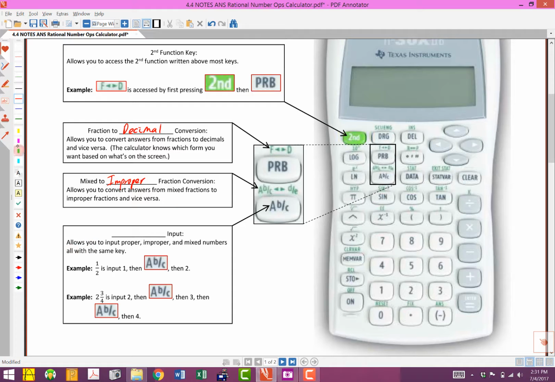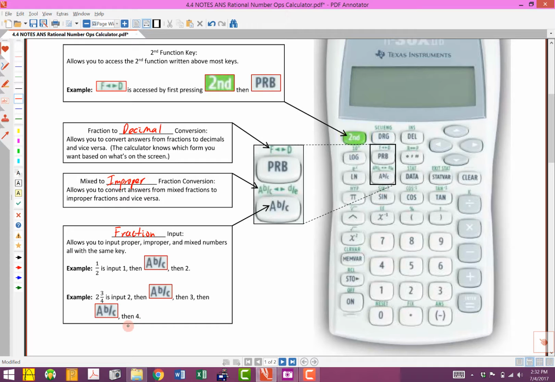Okay. Now, one of the most important buttons that we're going to use is this one right here, and that is the fraction input button. So it allows you to put in mixed numbers, proper fractions, improper fractions, all with the same key. So if you were going to put in 1/2, you'd put in a 1, then you'd hit that ABC button. I call it the fraction input button. So we'd hit the 1, then the ABC, and then we'd hit the 2. If we were going to put in a mixed number like 2 3/4, I hit the 2, then the fraction input button, then the 3, and then the fraction input button, then the 4. So you put them all in.